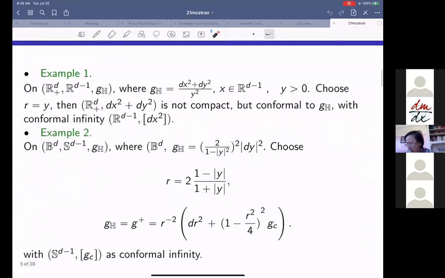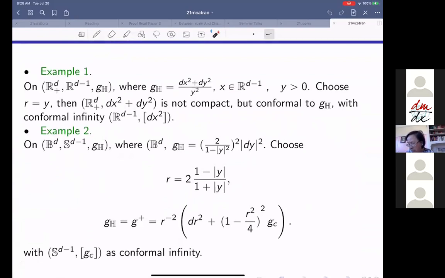So here are some examples of CCE manifolds. First, the upper half space R^d minus one and upper half space, and we take the standard Poincaré metric, dx squared plus dy squared, where dx is this direction, dy is the other direction. This upper half space is not compact, but it's conformal to g_H. The conformal factor is y squared. If you multiply g_H by y squared, the conformal infinity is the flat metric, just the Euclidean space.